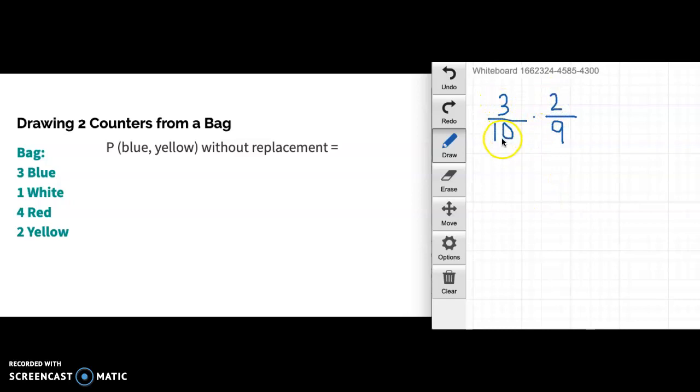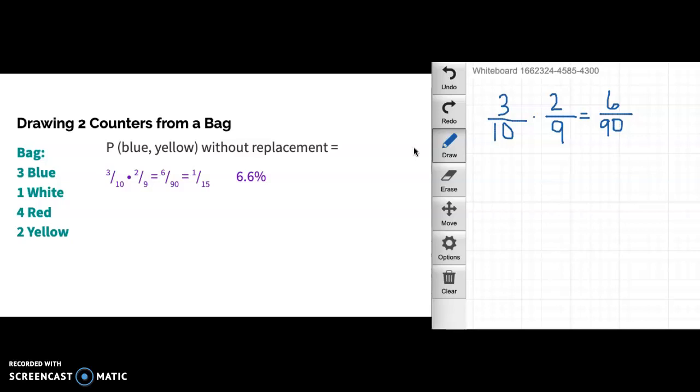Okay, so again, this is the probability of getting a blue, 3 out of 10, for the first event. We assume that we were successful and we have drawn a blue counter and left it out of the bag. So now there are only 9 total counters in the bag. 2 of them are yellow. So we take that and we multiply. 3 times 2 is 6. 10 times 9 is 90. I know that can be simplified. I have it over here. So 6 over 90 simplifies to 1/15, and then I used my calculator to find that that is 6.6%. Okay, so that would be an example of a dependent event.